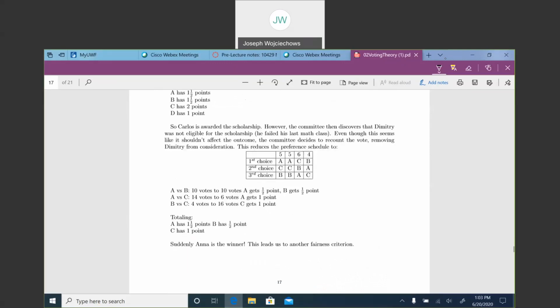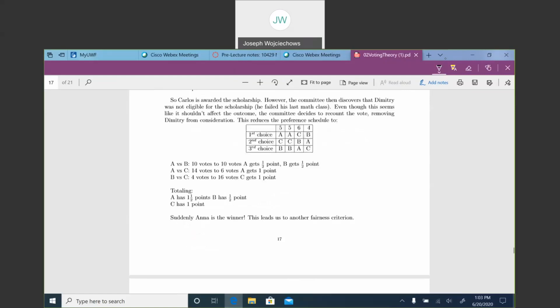However, the committee then discovers that Dimitri was not eligible for the scholarship. He failed his last math test. Even though this seems like it shouldn't affect the outcome, the committee decides to recount the votes, removing Dimitri from consideration. This reduces the preference table to this. Looking at the head-to-head, we see that A has 1.5 votes, B has a half point, and C has 1 point. So suddenly Anna is the winner.